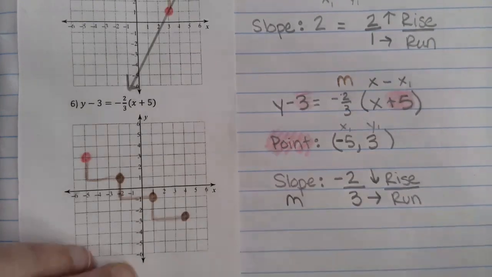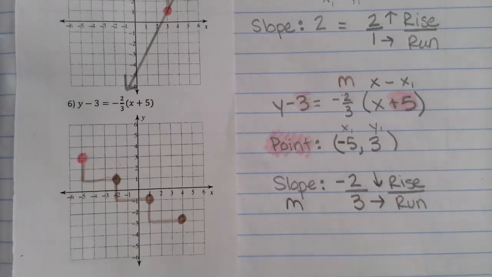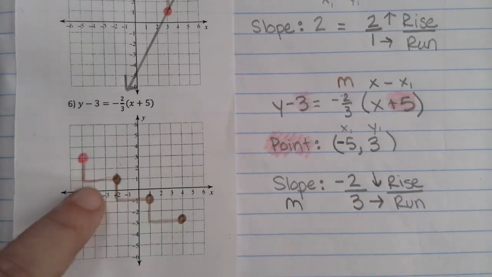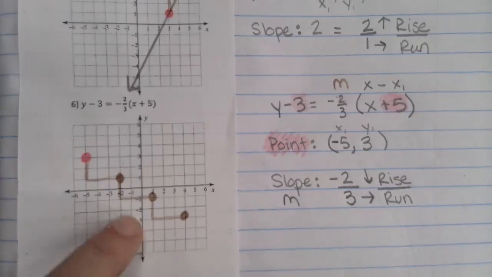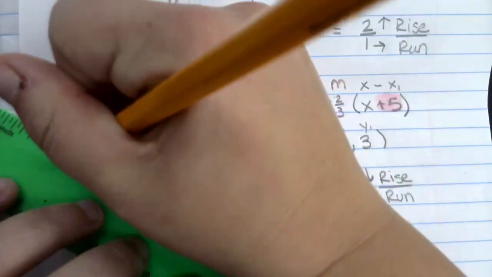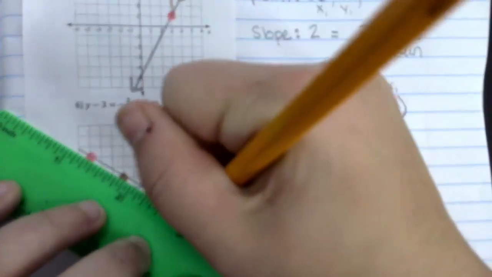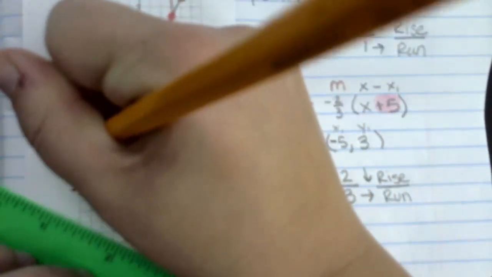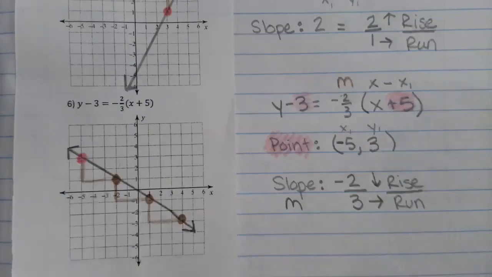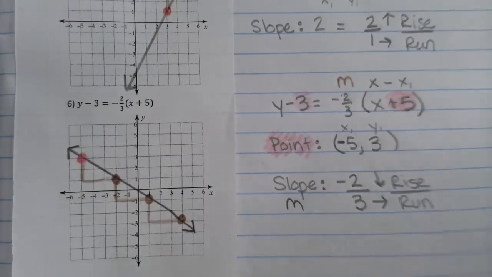But now our actual line is the line that goes through those points. So I did that staircase to help me think and visualize where those points go. But my real line is the line that goes through those points. So that's my final answer there.